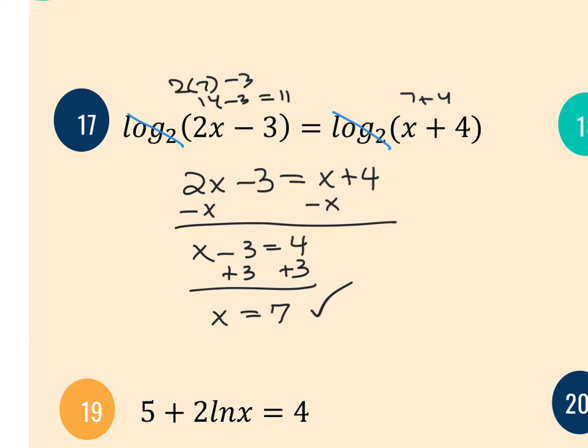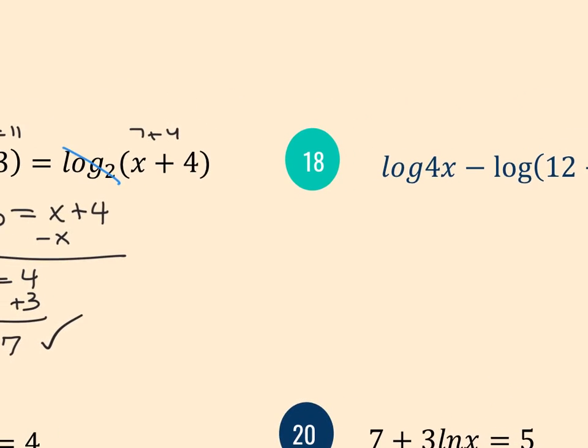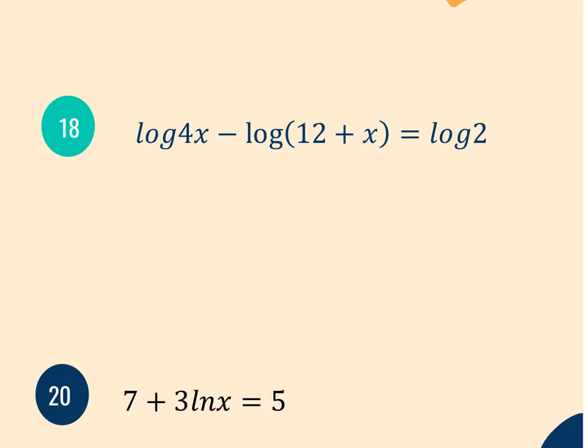Number 18, we need to use our condense first because we've got 3 different logs going on. Do not make the mistake and think that you can just cancel all these out. Okay, you can only cancel the same number of logs. So if there's one on the left and one on the right, you can do that. I can't just go through here and cancel all those logs. I have to condense this. This is a subtraction sign, so this tells me I'm going to be using my quotient property.